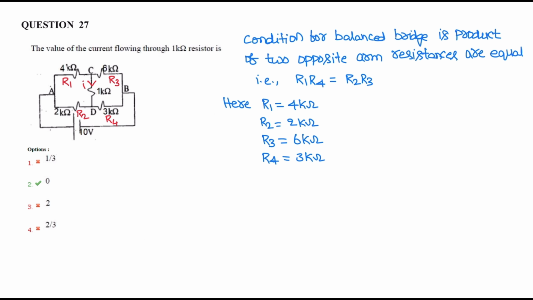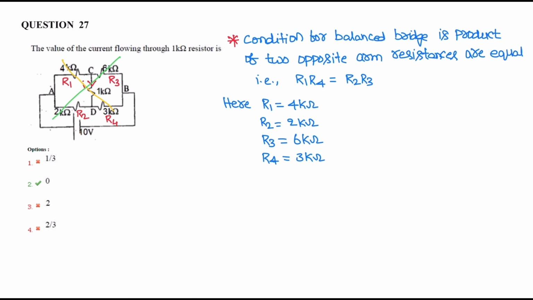Next question. What is the value of current flowing through the 1 kilo ohm resistor? Here it is also a bridge circuit. The bridge circuit is supplied with a 10 volt DC source between the terminals A and B, and a resistor is connected between C and D. The condition for a balanced bridge is that the products of the opposite arm resistances are equal. So here this 4K resistor and 3K resistor are opposite arms, and 6K and 2K are opposite arms.